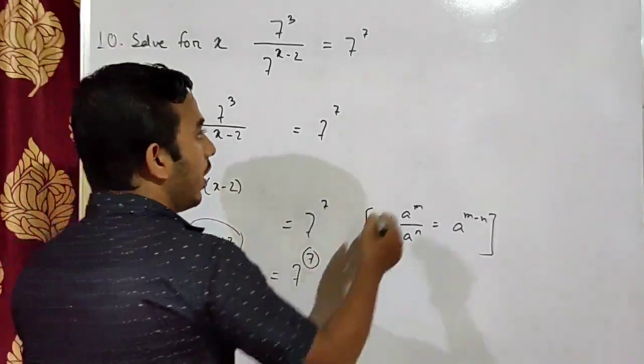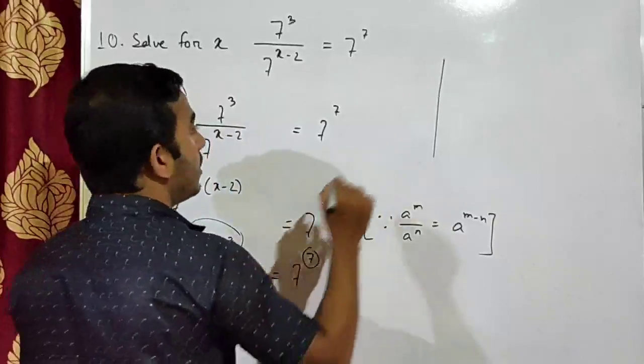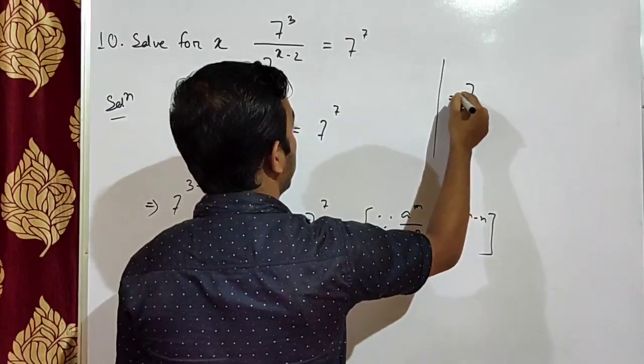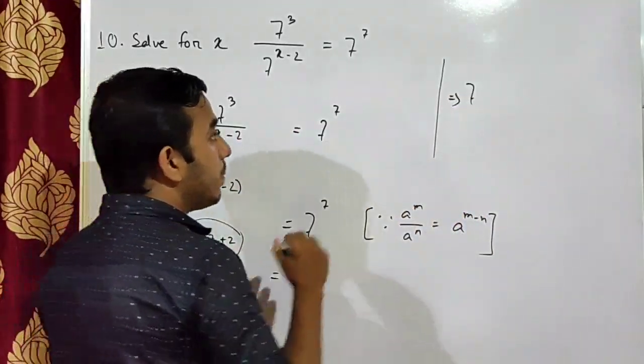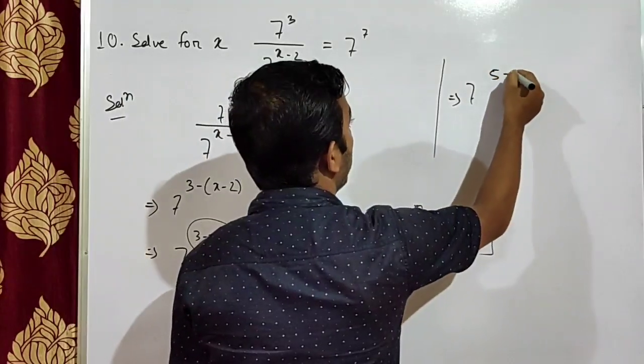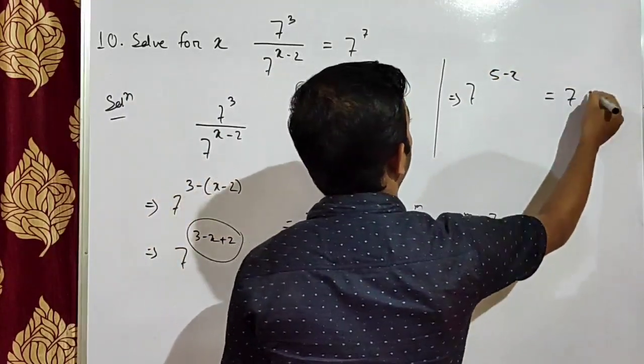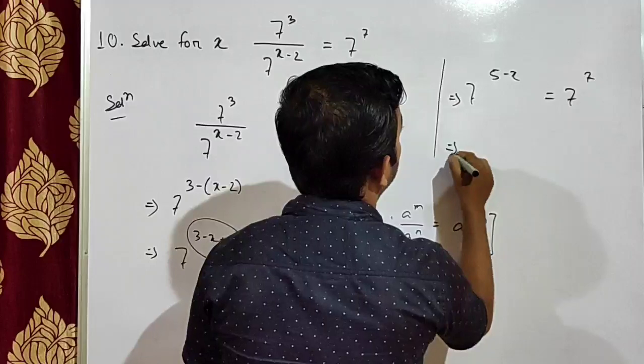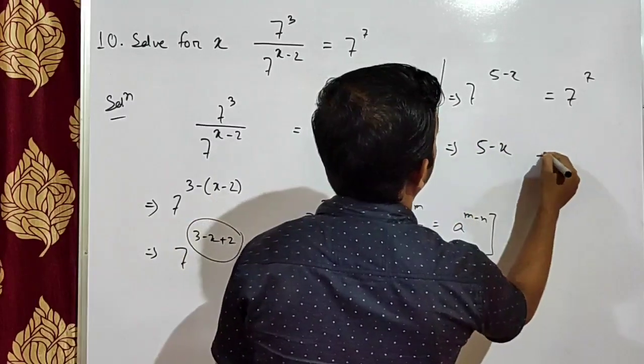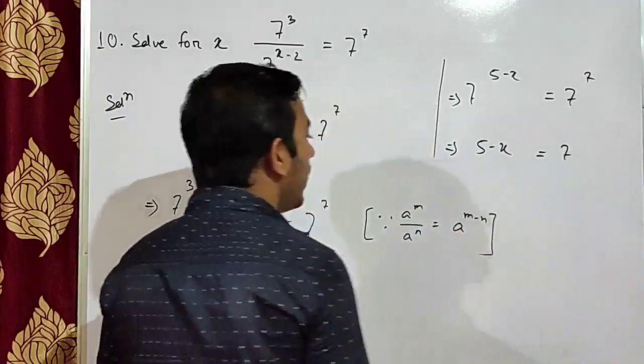Okay, so our next equation will be like this. Now 7 to the power 3 plus 2 is how much? 3 plus 2 is 5, so it will be 7 to the power 5 minus x equals 7 to the power 7. So we can write it like this, 5 minus x equals 7. Clear?